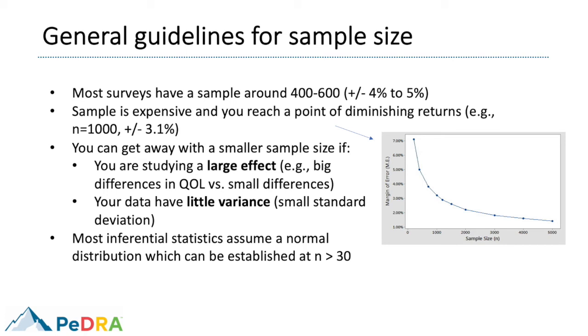You can get away with a smaller sample size if you're studying a large effect. So, for example, a big difference in QOL versus a small difference in QOL. And if you have little variation in your data, that is, you have a small standard deviation, you don't need as much sample in that case either. That is, if your sample is homogeneous, you don't have a lot of variation among respondents. And most inferential statistics assume a normal distribution, and that can't be established until you have a sample of at least 30.